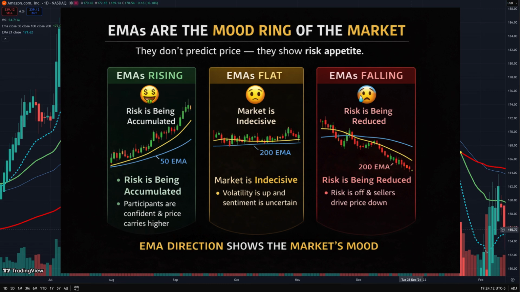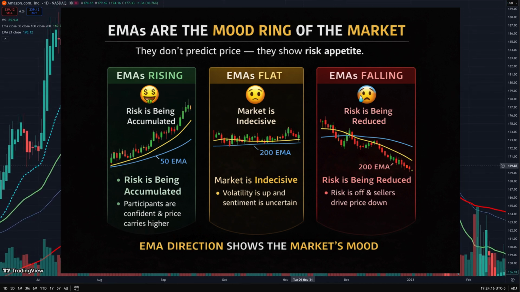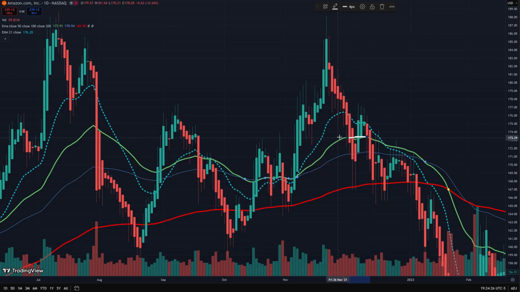When price stays above an EMA, it shows that the market accepts higher prices and participants are comfortable taking on risk. When price drops below an EMA, it signals that the market is less willing to support these prices and risk is being reduced. Instead of just asking, is price going up or down, EMAs let us ask a more useful question. Is the market confident enough to hold or increase risk at this level?